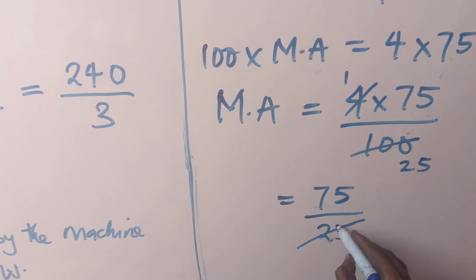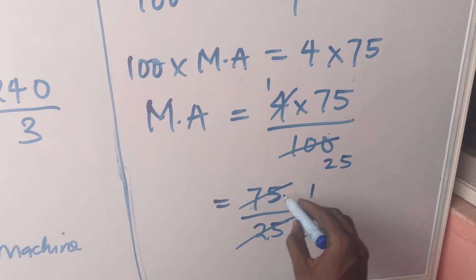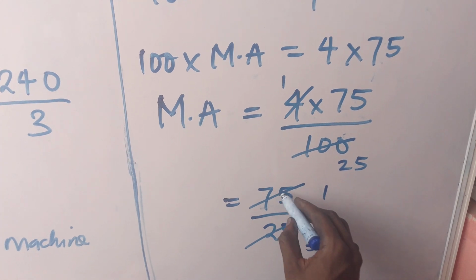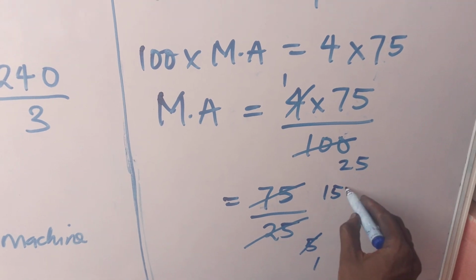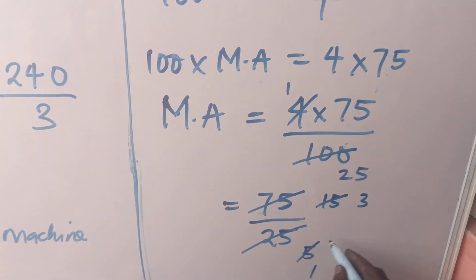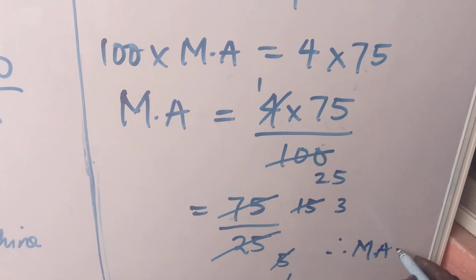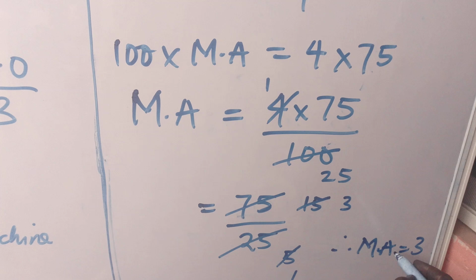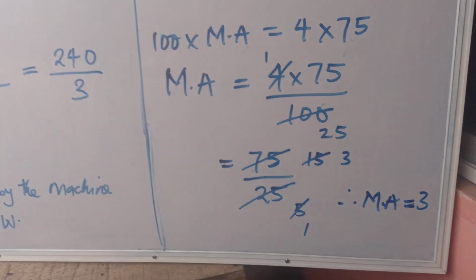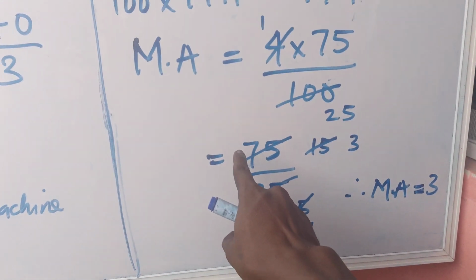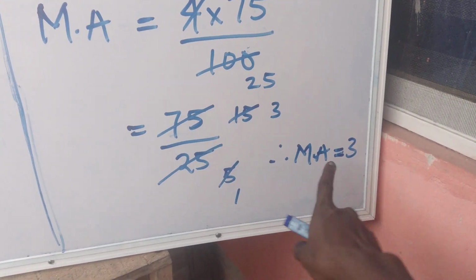5 into 25 is 5. 5 going into 75 gives 1 remainder 2, and 2 into 25 is 15. 5 into 15 is 3. So therefore mechanical advantage is 3. That's my mechanical advantage. Let me do it again: 5 into 25 is 5, 5 into 75 is 15, 5 into 5 is 1, 5 into 15 is 3. So my mechanical advantage is 3.